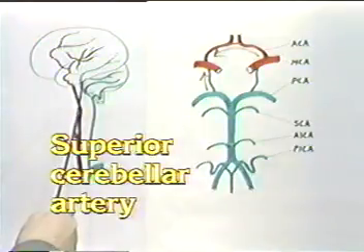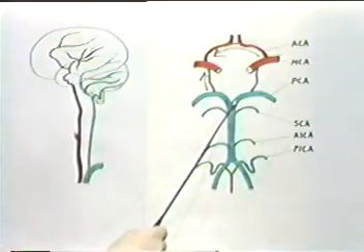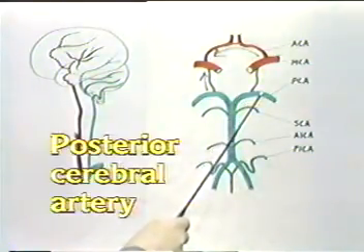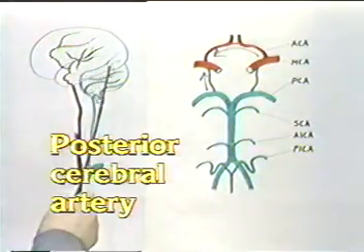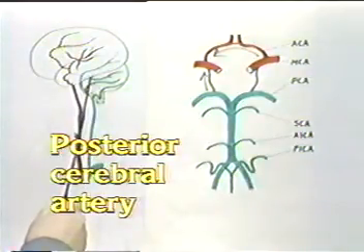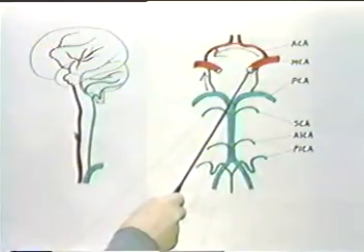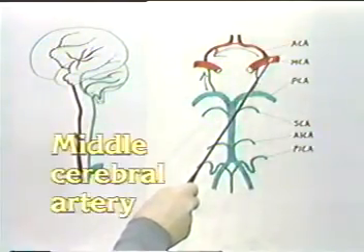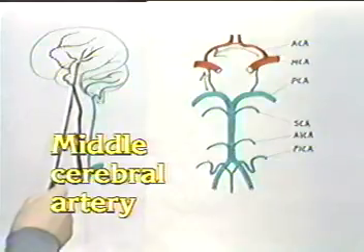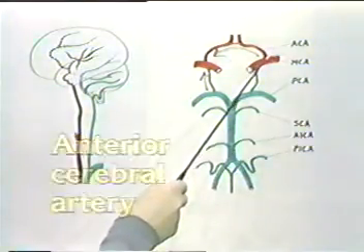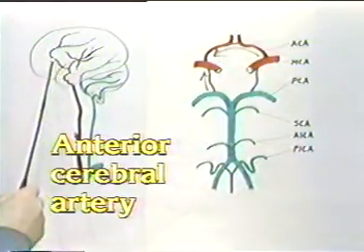on this drawing, superior cerebellar artery, and finally the main branch of the basilar artery, this posterior cerebral artery, coming here, supplying the posterior part of the cerebral hemisphere. The internal carotid artery here divides into the middle cerebral artery, here the middle cerebral artery, and the anterior cerebral artery here, anterior cerebral artery.